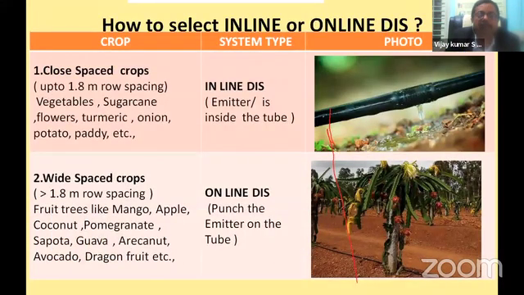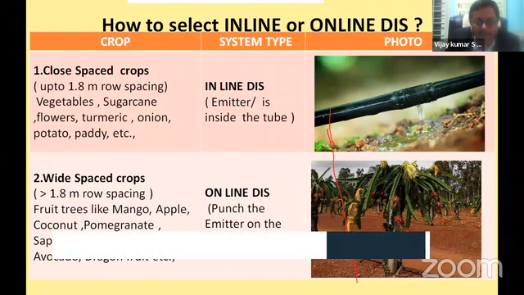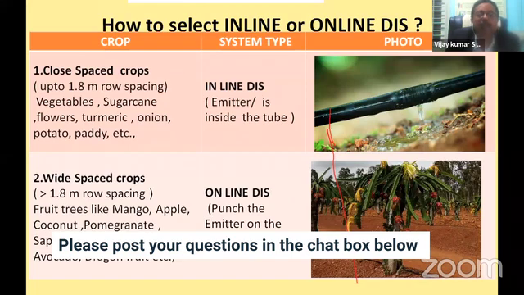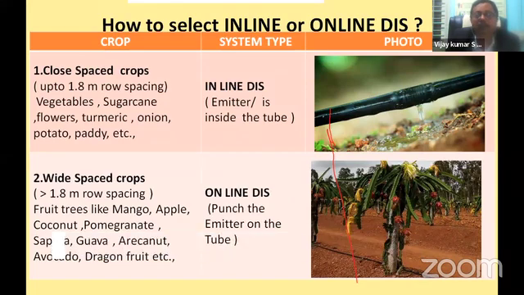So first thing is, how do we select which is the kind of system that I have to adopt? So here very clear guidelines have been given by the government of India that whenever you have a close space crop, what do you mean by close space crop? The row to row spacing between the crop, if it is 1.8 meters and below. So that is the basic condition. So like we know crops like vegetable, sugarcane, vegetable is 1.2 meters, sugarcane is varying from 1.2 to 1.5, flowers, turmeric, onion, you name the crop today, even potato, paddy, even wheat, all these close space crops basically will have an inline drip irrigation system.